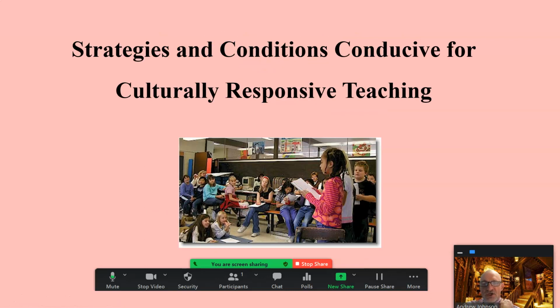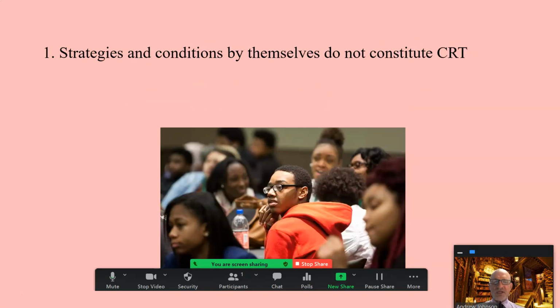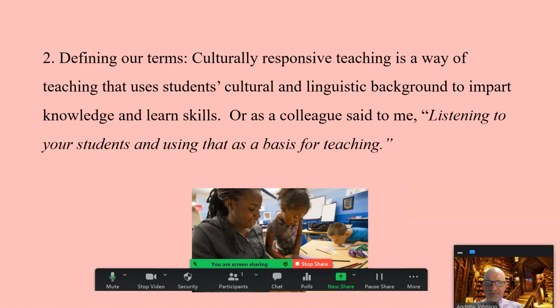Strategies and conditions conducive for culturally responsive teaching. As we found out in a previous video, strategies in and of themselves do not constitute culturally responsive teaching. So let's explore these. I used to think that I just needed to learn a set of strategies and then I would be doing culturally responsive teaching. That was misthinking on my part. That is not a set of strategies.